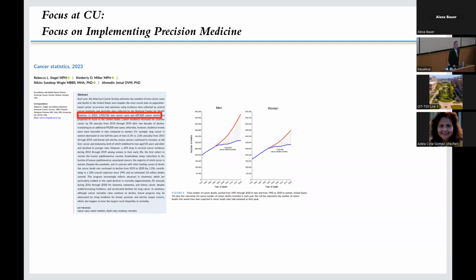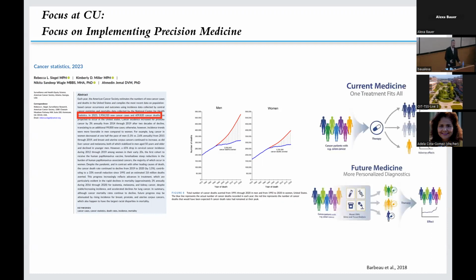But I would argue we have a lot more work to do to improve on these statistics. It is projected in 2023 that there will be more than 2 million new diagnoses of cancer in the US, and 600,000 patients will die. I would attribute these numbers to many different factors, but most importantly, it is clear that we do need to abandon one-size-fits-all medicine, particularly in the clinic, and particularly when we are translating data from the bench to the bedside.